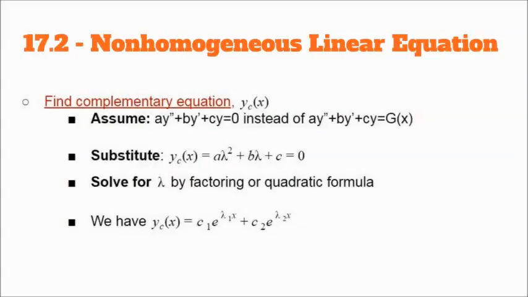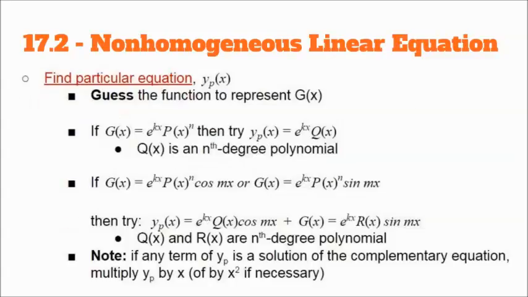Now, to find the complementary equation, yc of x, you find the homogeneous solutions, and you find the eigenvalues, and you plug it back into yc of x, and you get that part of the solution. Now, to get the particular equation, yp of x, you have to guess the function to represent g of x.